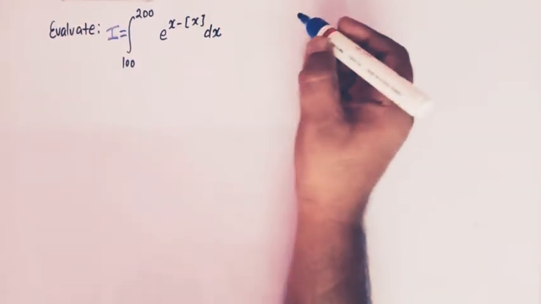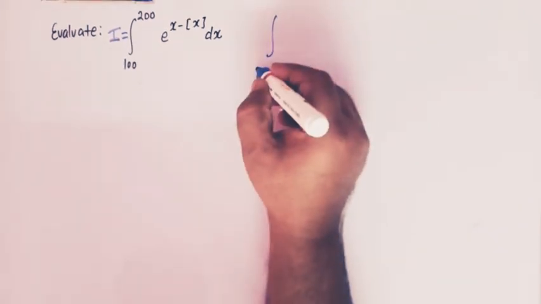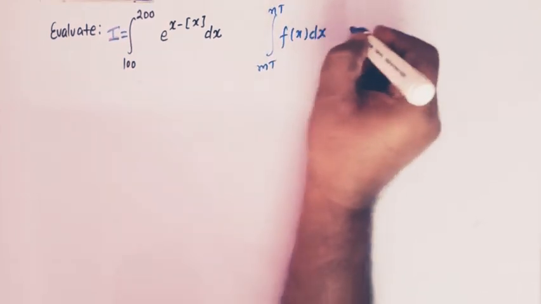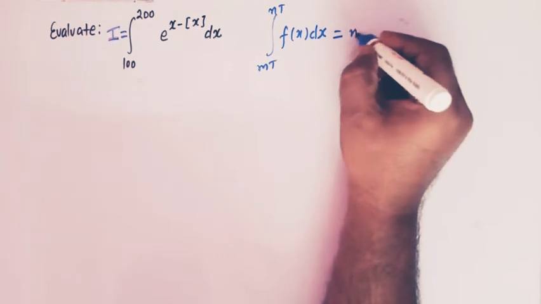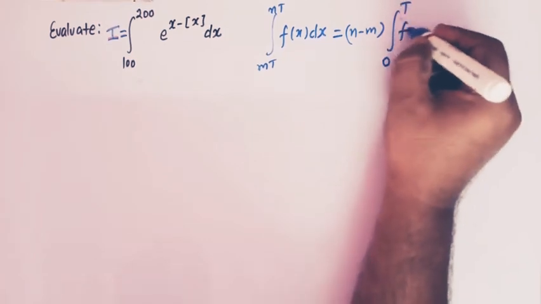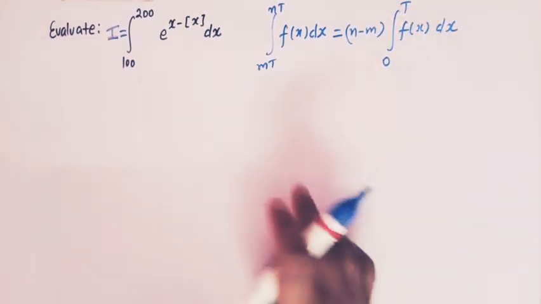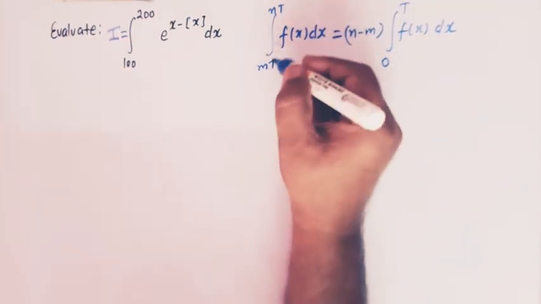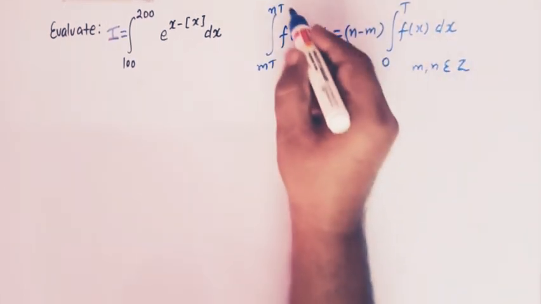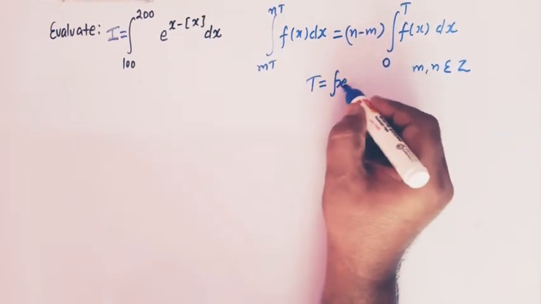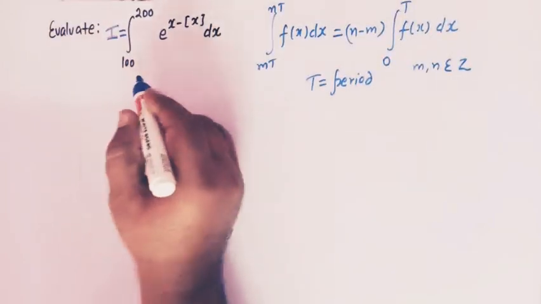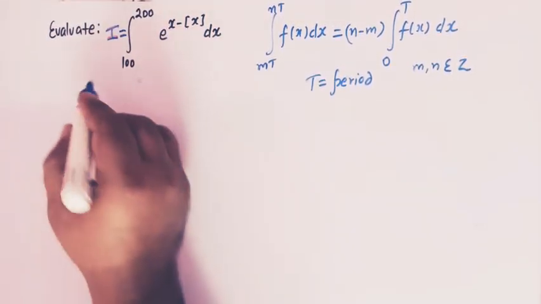The first one is, if we have an integral from mt to nt of f of x dx, then this integral is equal to n minus m times the integral from 0 to t of f of x dx. So we'll make use of this property. Here m and n are integers and t is the period of the given function f of x.